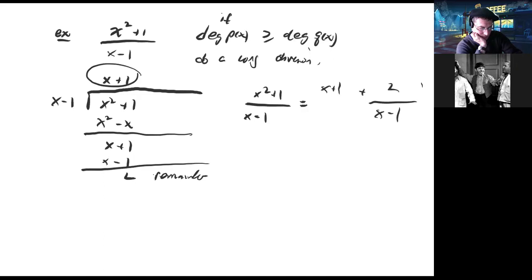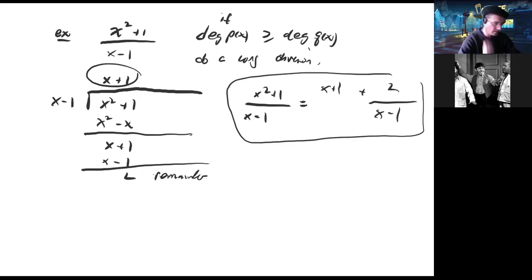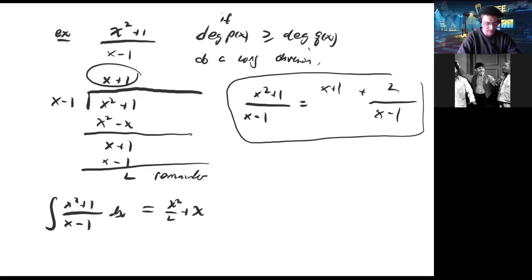So in fact, we can even integrate this before I go on. Suppose we wanted to integrate now x squared plus 1 over x minus 1 dx. Well, that would then be the integral of x plus 1, which is x squared over 2 plus x, plus the integral of 2 over x minus 1, which is going to give me a 2 ln absolute value x minus 1 plus c. So we immediately can do this problem because of that.